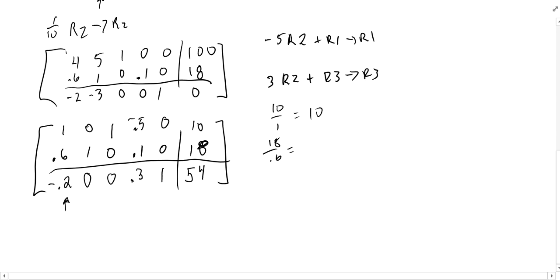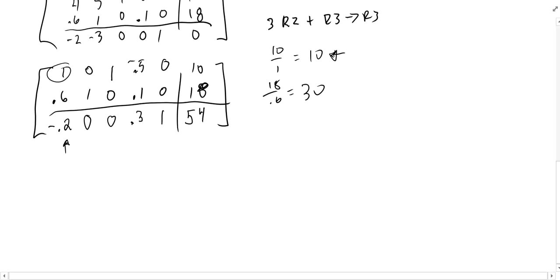So, well, let me double check here. 18 divided by 0.6 would be 30. So yeah, it's definitely much larger than 10. So our pivot column is going to be the column with the -0.5, and our pivot row is going to be that first row. Again, you want to take the smaller of those two numbers. So our pivot is the 1.